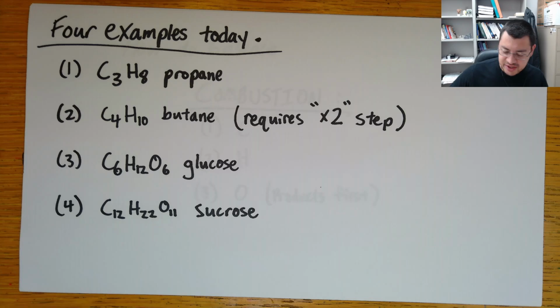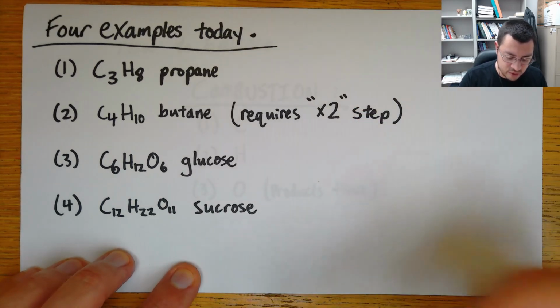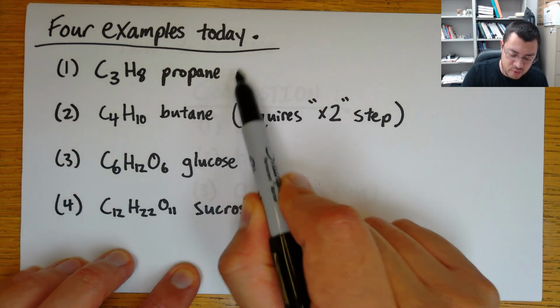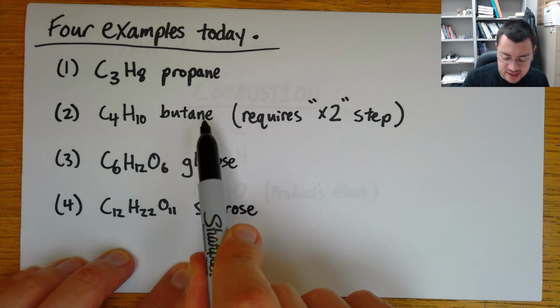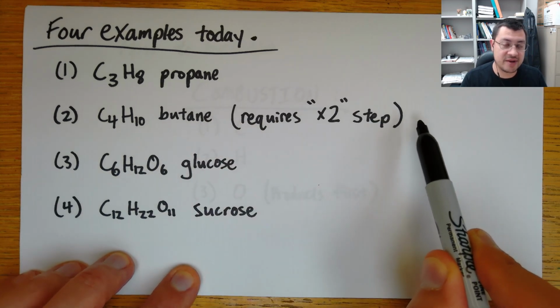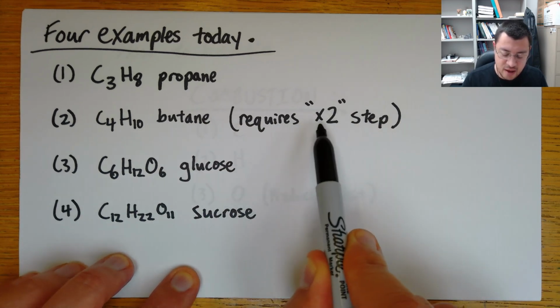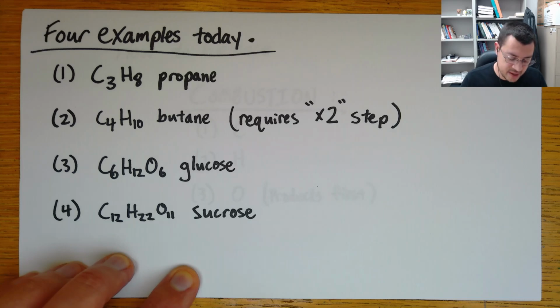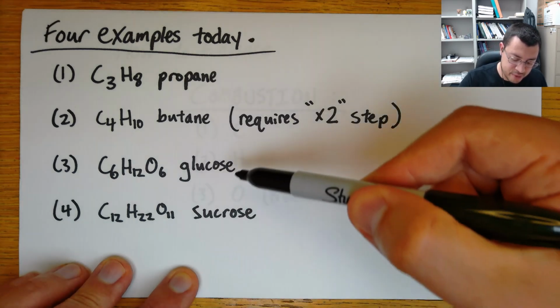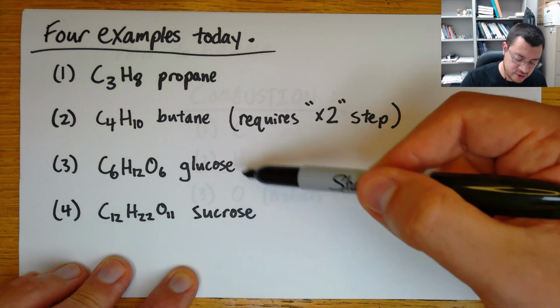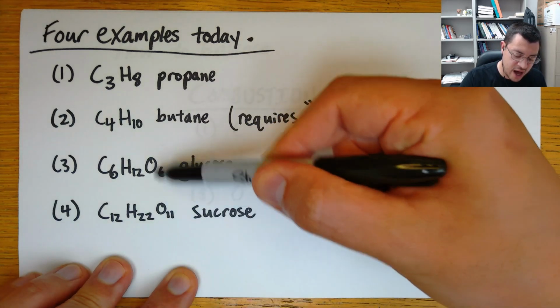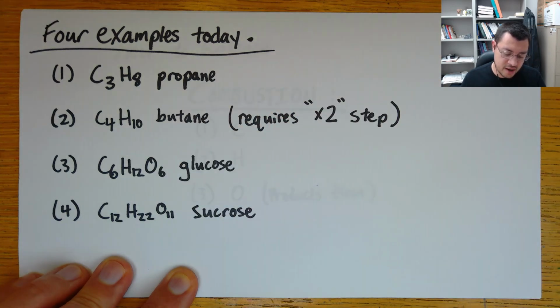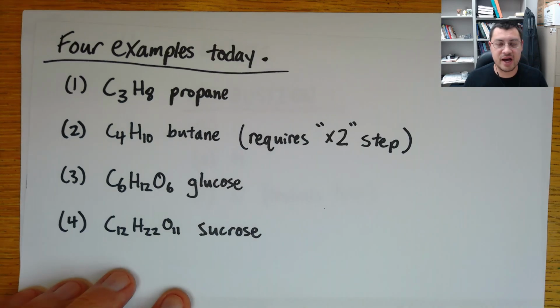All right, so I got 4 examples for today in this sort of order. We'll start with a more straightforward example with propane. Then we'll have butane. This will probably be the hardest example today. It's going to require that multiply by 2 step. And then we'll close with burning some sugars, glucose and then sucrose. I thought those examples would be good because there's oxygens in that product with the carbons and the hydrogens.